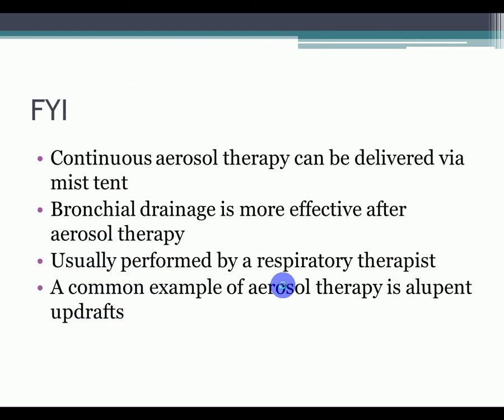Continuous aerosol therapy can be delivered via a mist tent. Bronchial drainage is more effective after aerosol therapy. So if you've got someone who's getting bronchial drainage and aerosol therapy, then you want to make sure you give the aerosol therapy first. It's usually performed by respiratory therapists, and a common example would be giving an updraft. Now, a lot of your hospitals have cross-trained, and nurses are actually doing the updraft. So you may be employed at a place where you have to learn how to do those.